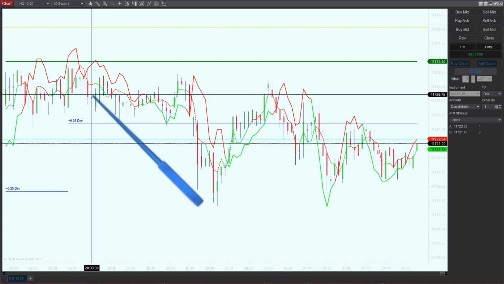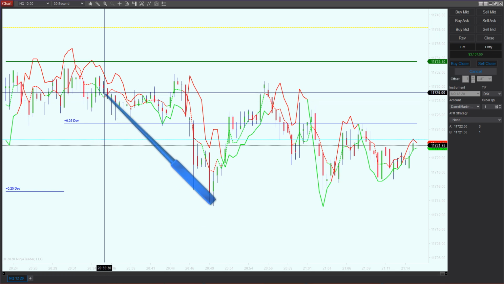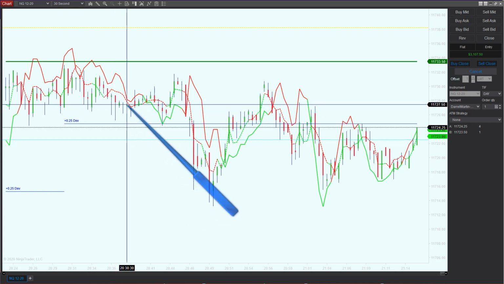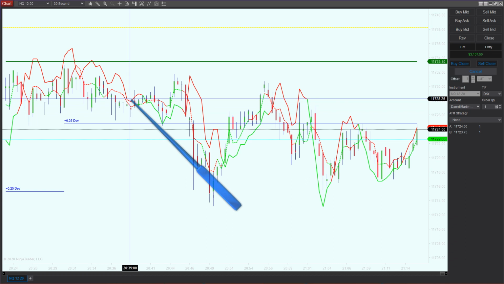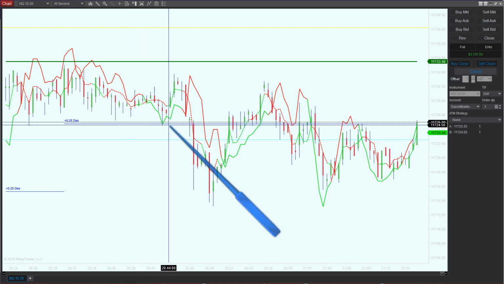Yeah, to the depth level, right? Goes around, it chops around. It even gives me a little bit of an LRE right there, and it comes on down and hits the depth level.